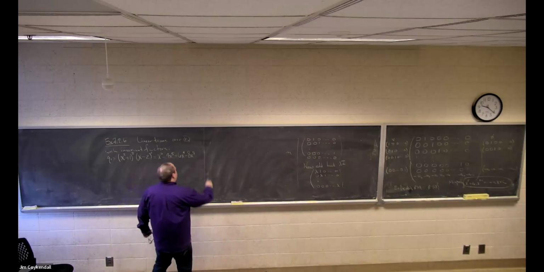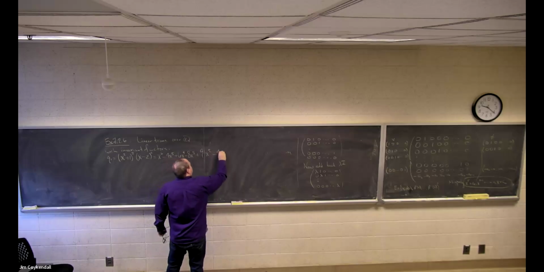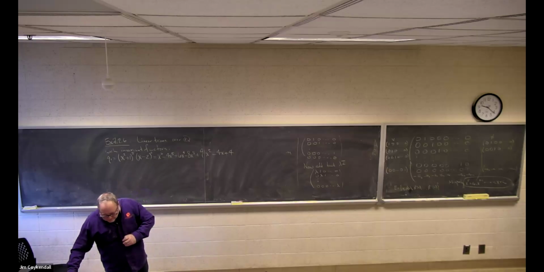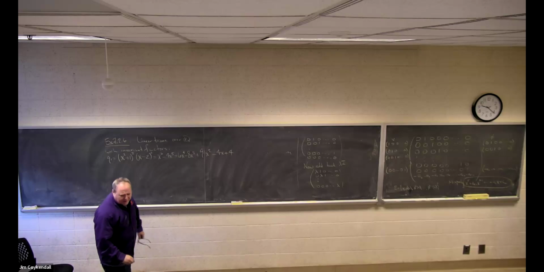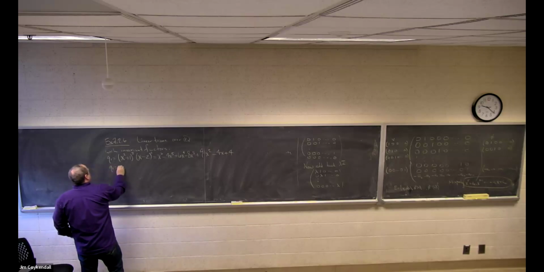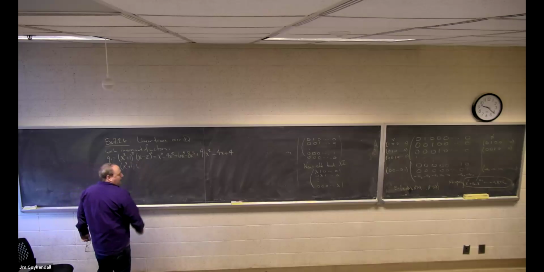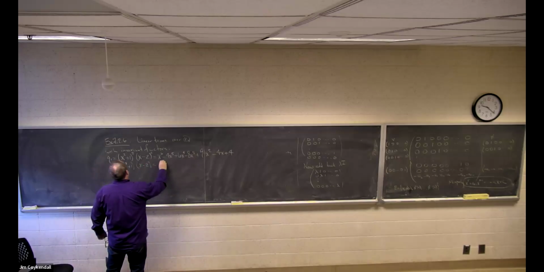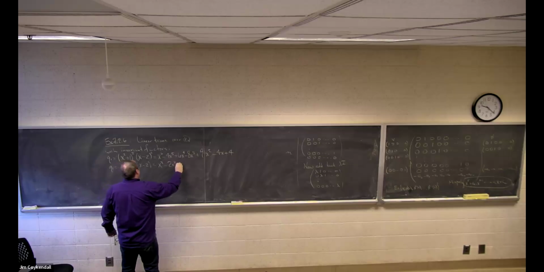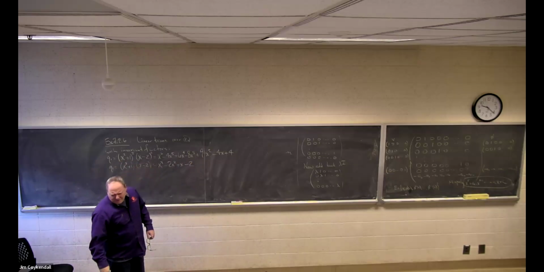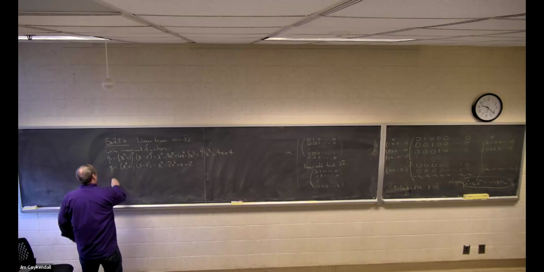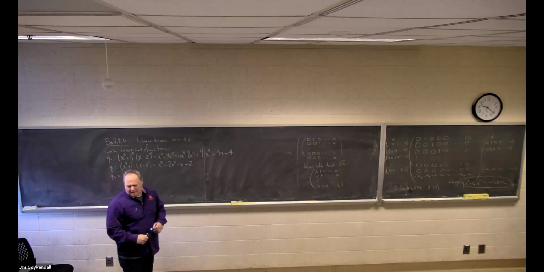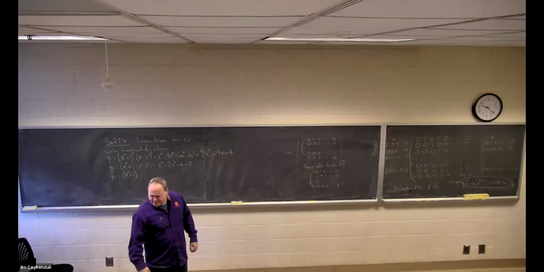Plus 9x squared minus 4. And Q2, I've got another invariant factor: x squared plus 1 and x minus 2, which should be x cubed minus 2x squared plus x minus 2. And Q3, x squared plus 1. Right.